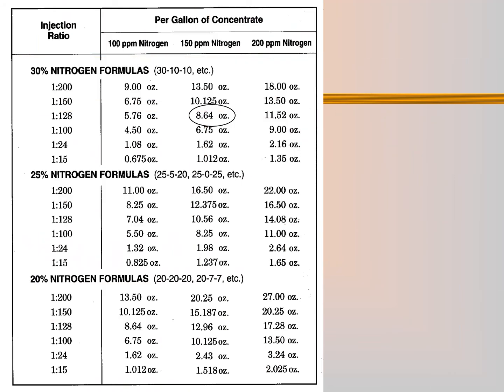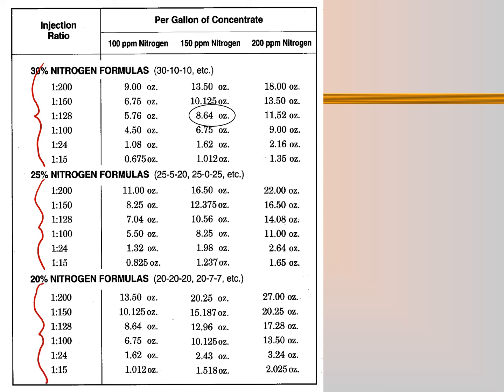This is an example of the kind of table I was talking about previously. So let me go ahead and orient you to this particular table. The table is divided into 3 major sections depending upon the percentage of nitrogen in the analysis of the fertilizer you're using. For example, if you're using a 30% nitrogen formulation, then you would be up here at the top. If you were using a 25% nitrogen formulation, you'd be in the middle. And then if you were using a 20% nitrogen formulation, you would be down here at the bottom.